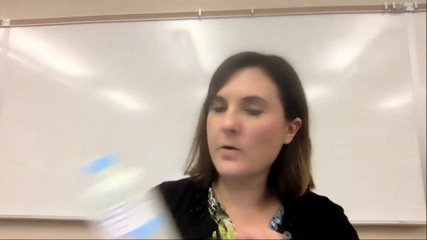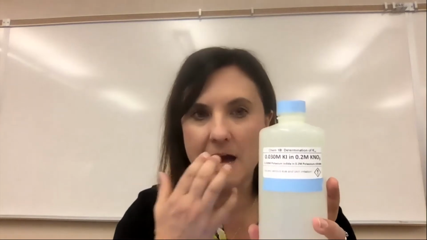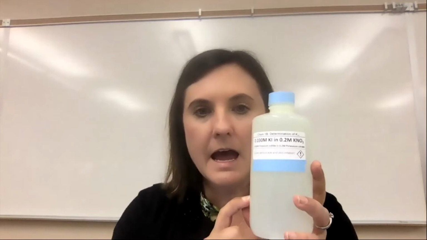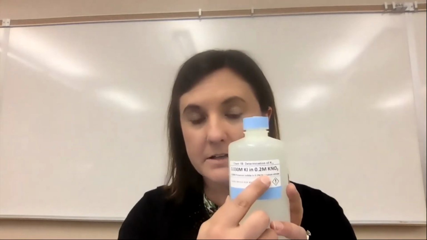You also are going to need your 0.030 molar potassium iodide. What we are doing in this lab is getting a standard curve of iodide. So this is our source of iodide, and everything is made in 0.2 molar KNO3. Just kind of ignore that. That's your diluting agent. Instead of just making potassium iodide in water, it was made with a solution of potassium nitrate. People get caught up in that. Don't worry about that. It's just your diluting agent.